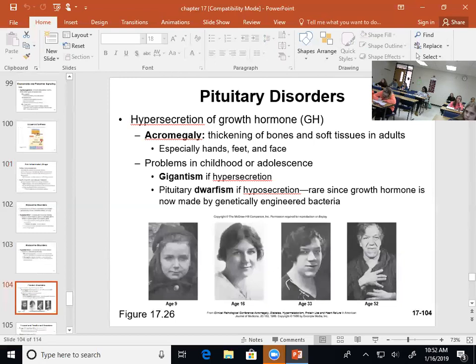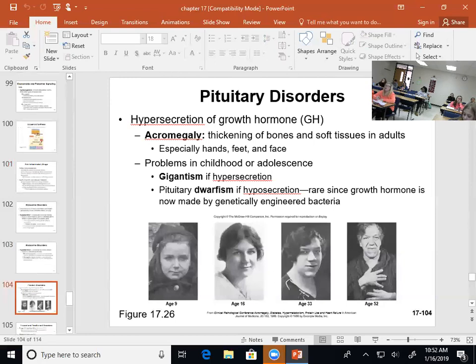Now, if you get to adulthood and you haven't had any hypersecretions, but you finish growing in height, you're not going to get any taller because, what are those growth plates called? Epiphyseal plates. Epiphyseal plates are the growth plates in bones. They're closed off. You're not going to get any taller. You're already there. But all of a sudden, there's more growth hormone than you need.